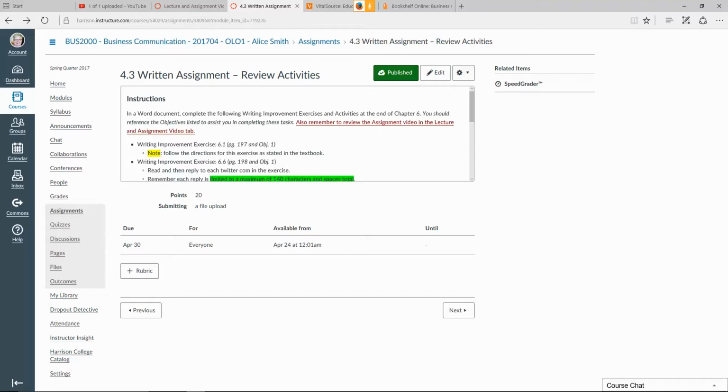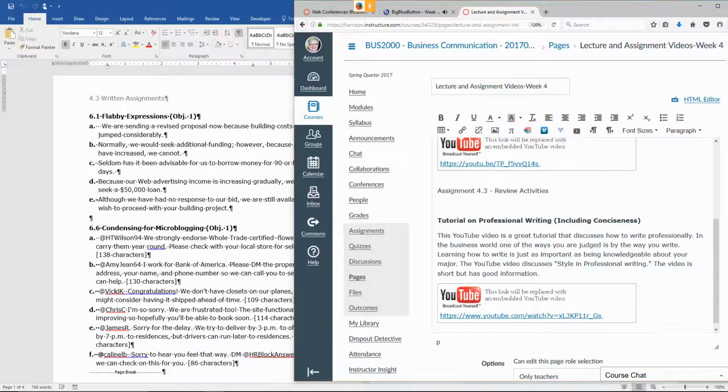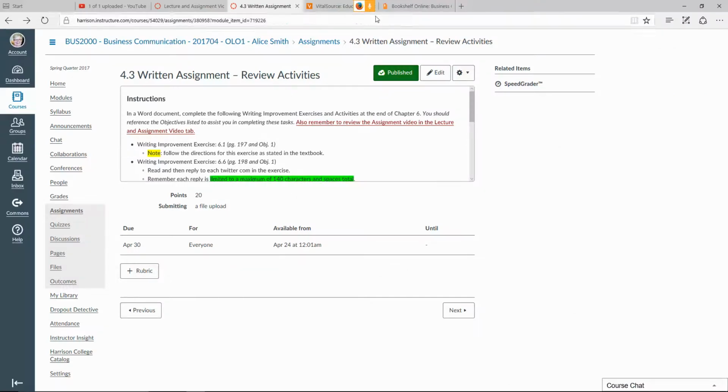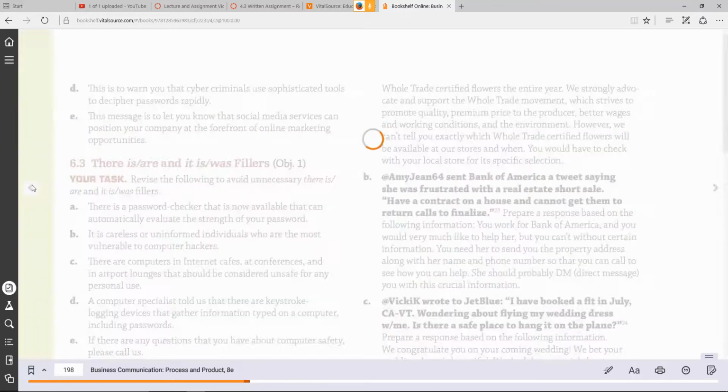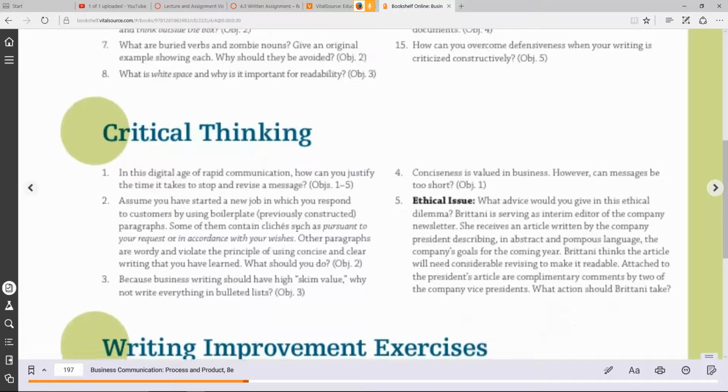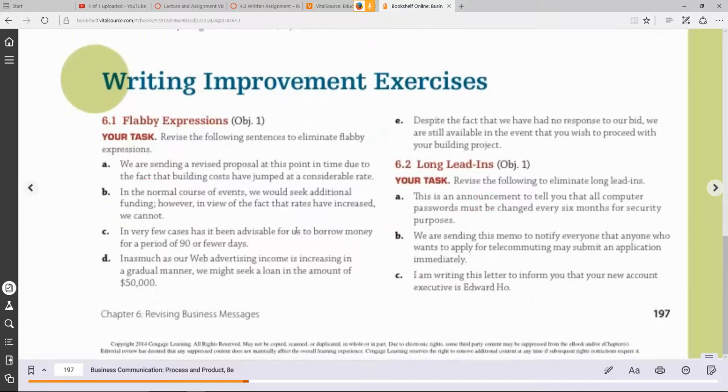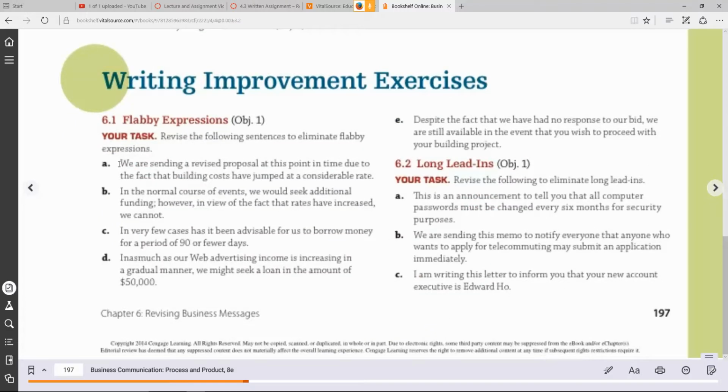Okay, so let's get you there. Page 197, down at the bottom. All right, flabby expressions. And as you can see, in this case, you're supposed to do what the textbook tells you to, which is revise the following sentences. So we are sending a revised proposal at this point in time due to the fact that building costs have jumped at a considerable rate.